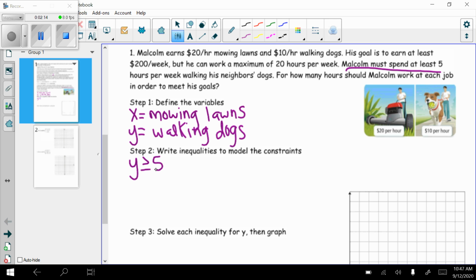The next one says he can work a maximum of 20 hours per week, so no more than 20 hours. He can do mowing lawns and walking dogs, so that would be X plus Y has to be less than or equal to 20. And then finally, how much he's going to make. He makes $20 an hour mowing lawns, so that's 20X. I'm going to add to that what he makes walking dogs, which is $10 an hour, so that's 10Y. His goal is to earn at least $200 a week, so all of that added together must be greater than or equal to 200.